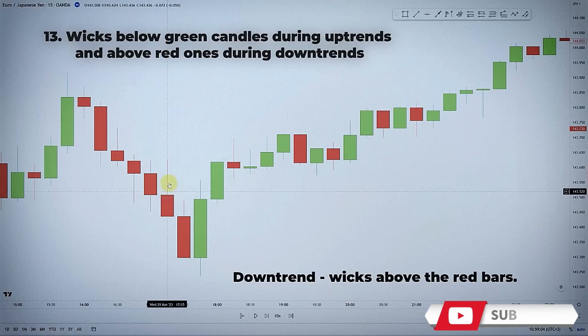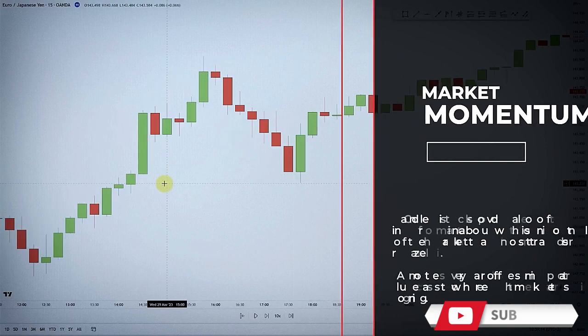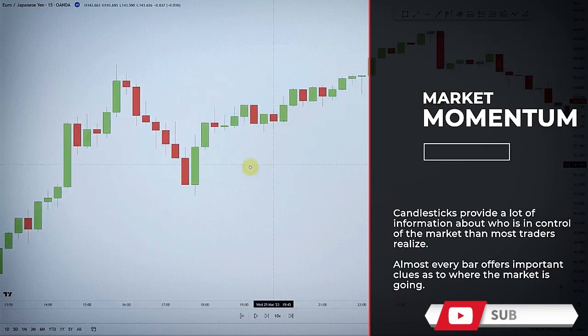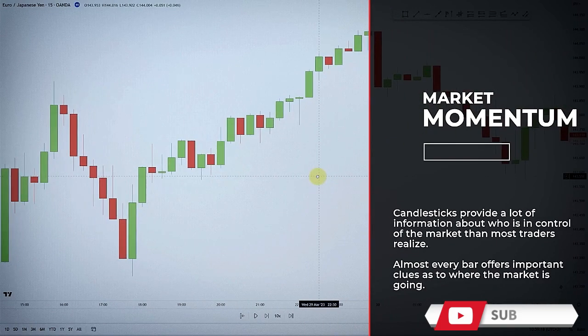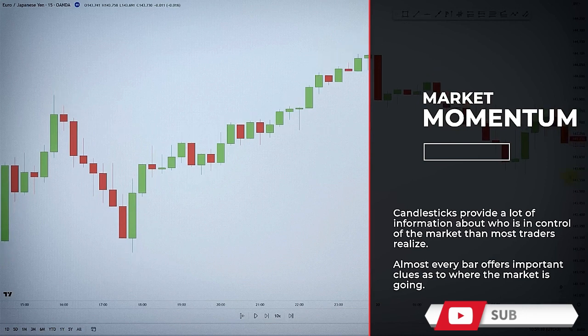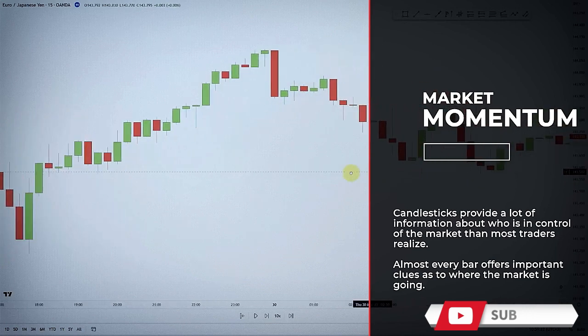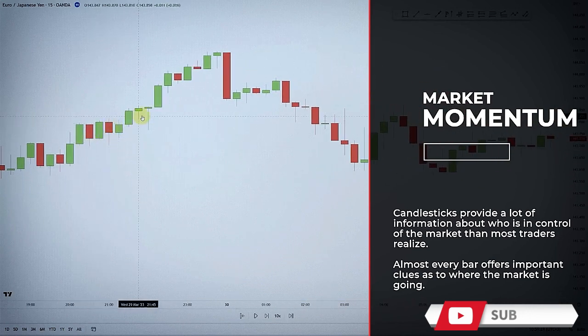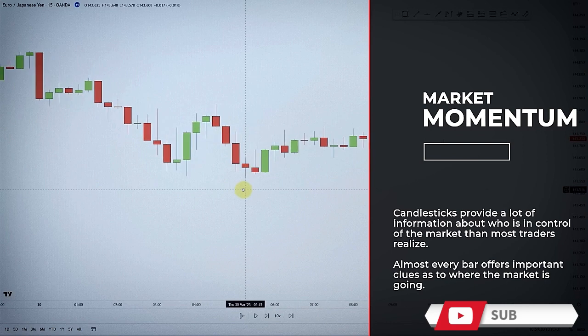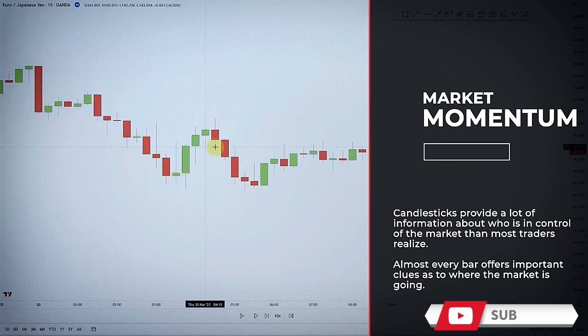This shows that the sellers are in control and that they are successfully pushing the prices downward despite the initial reaction of the buyers. I hope you realize that candlesticks provide a lot more information about who is in control of the market than most traders realize. Almost every candle offers important clues as to where the market is going. Stay close, because in a future module, we'll add the volume component for this analysis.